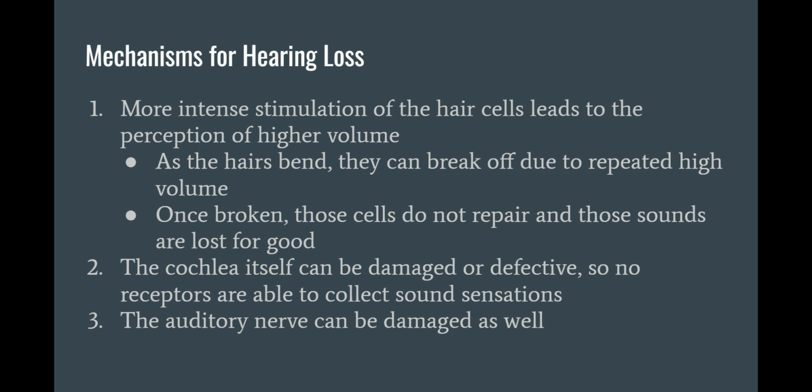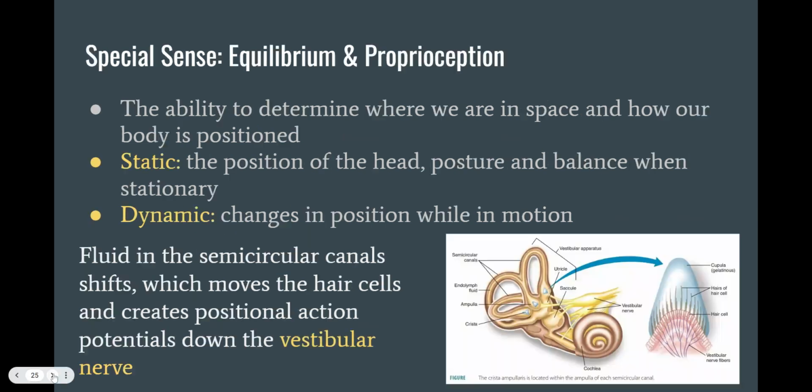It could be an infection, it could be physical trauma, it could be that it just didn't develop properly in utero. If the cochlea is damaged, then there are no receptors for sound to be collected, and so the person would experience what we know of as deafness. There are also cases where the auditory nerve itself can be damaged. So even though the ear and all of its structures are working well, there's no pathway to get that information from the ear to the brain.